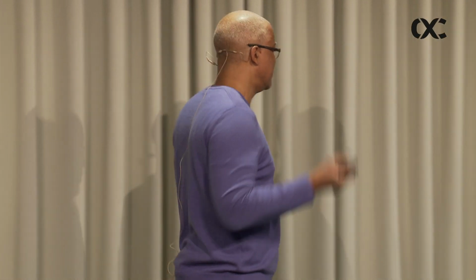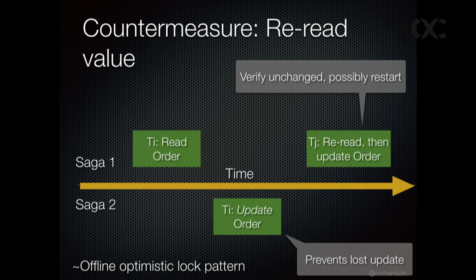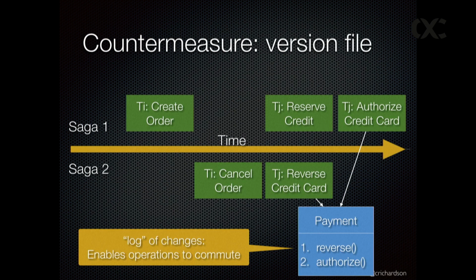A way of dealing with fuzzy reads is to use a variant of the offline optimistic lock pattern and reread the data later on in the saga, and if it's changed, you say the data's changed underneath me, I'm going to restart the whole sequence of steps. So kind of like executing the compensating transactions and redoing. And then another mechanism is what they call a version file, which is a weird name, but it records the sequence of operations on an object, like, it's a payment, so it's been authorized or it's been reversed. If those operations occur out of order, you can look at it and say, you told me to reverse this credit, and now you're telling me to authorize it, and the net result is the same as if I had authorized it and reversed it. So you just reorder the sequence of operations.